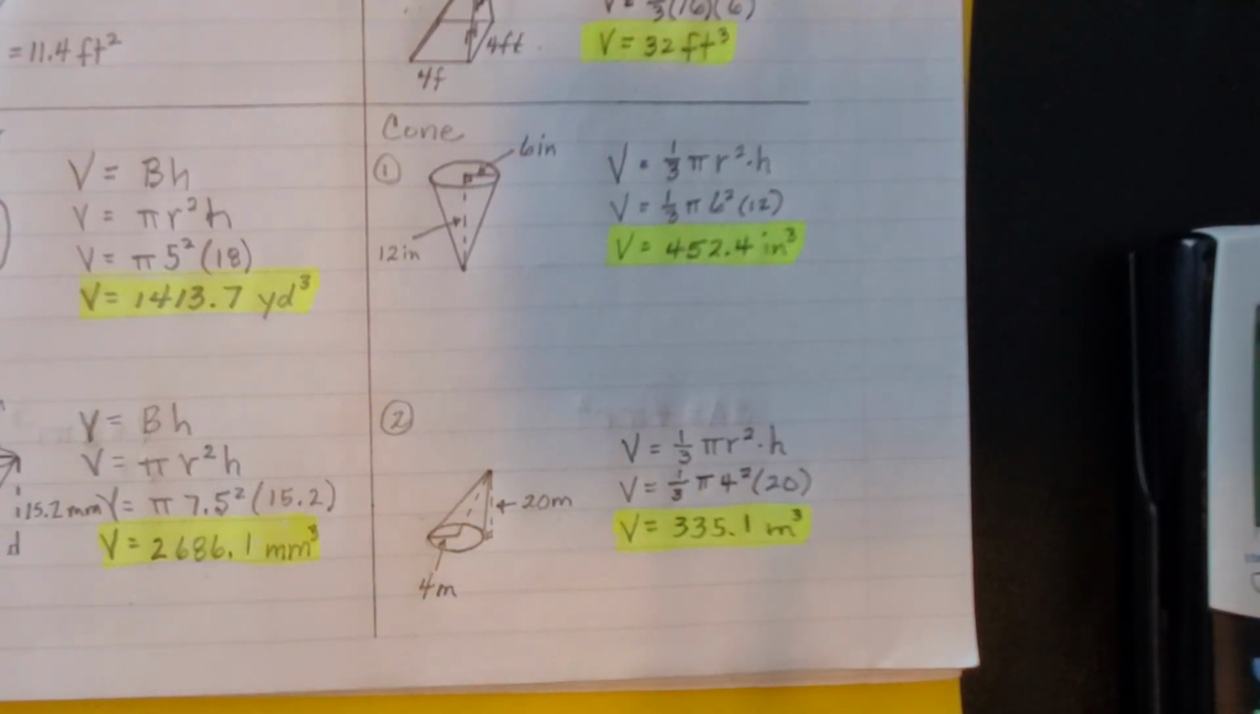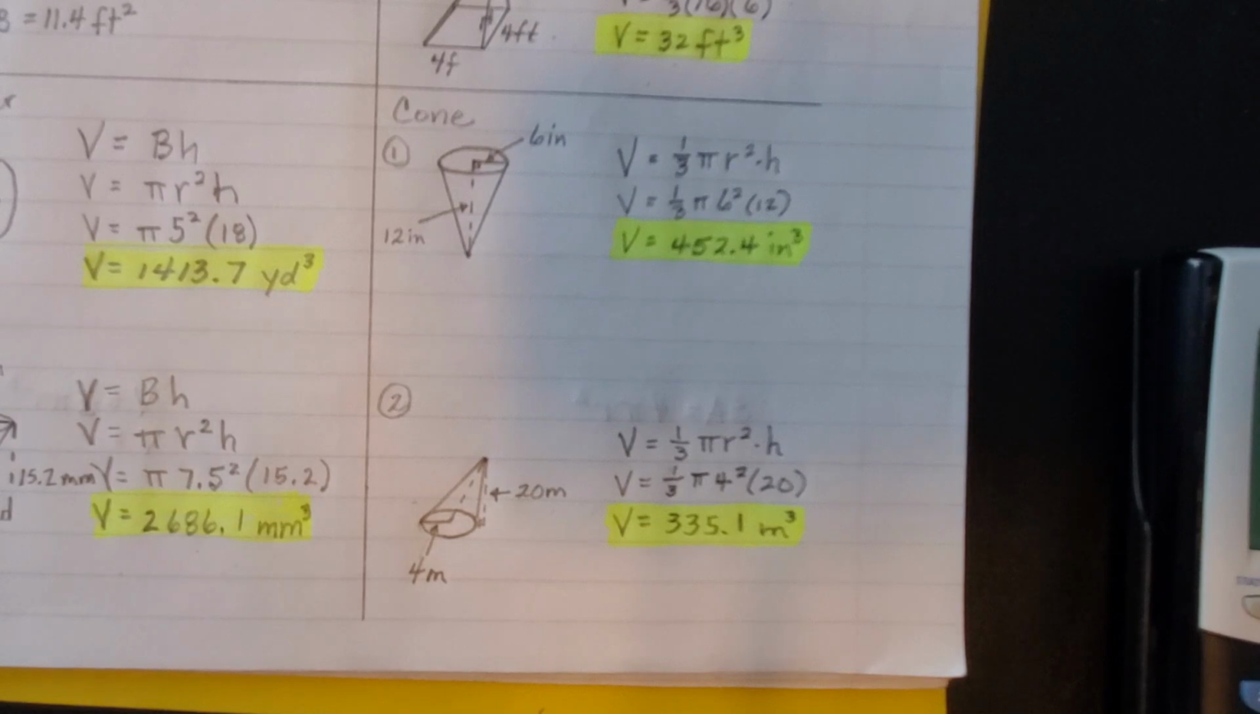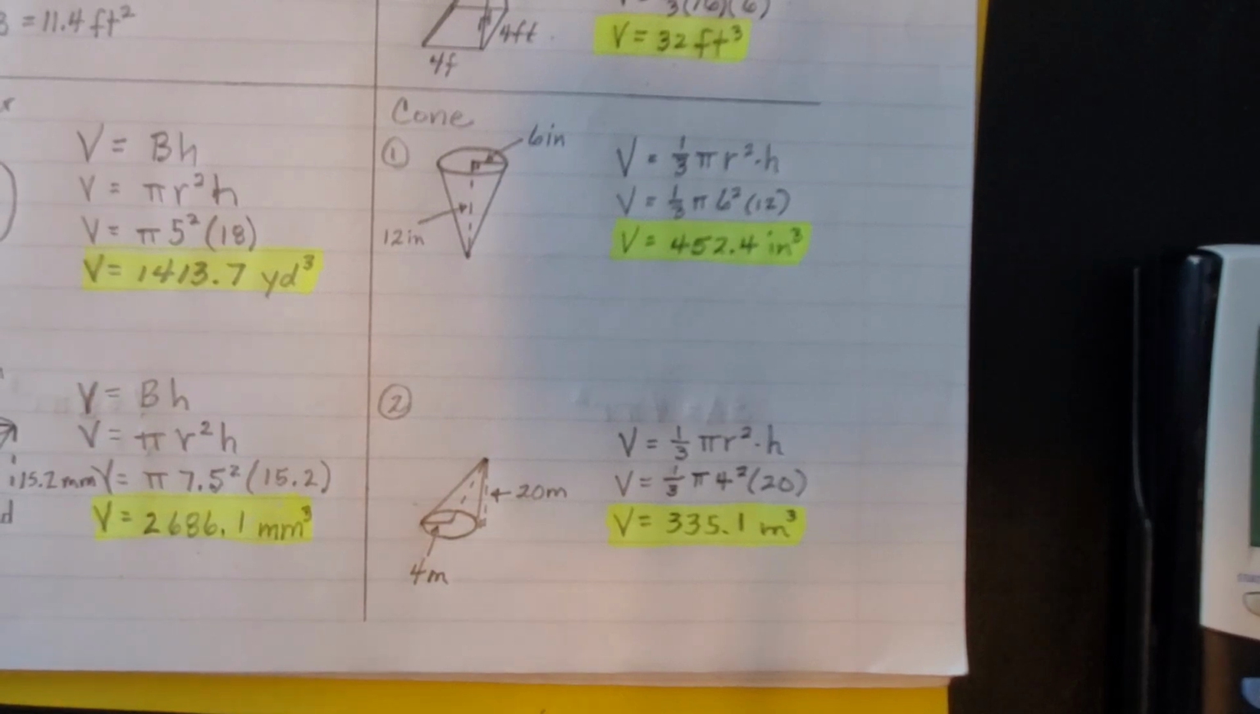All right, that's it for your surface area and volume of prisms, cylinders, pyramids, and cones.